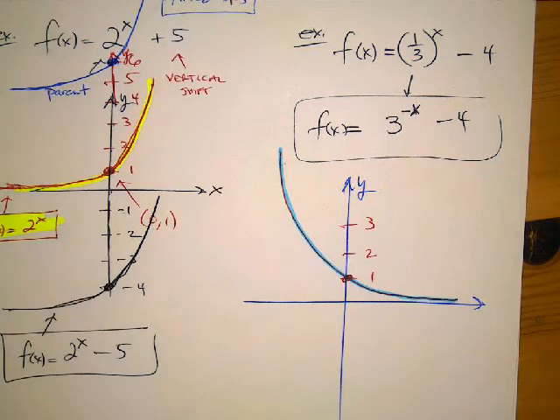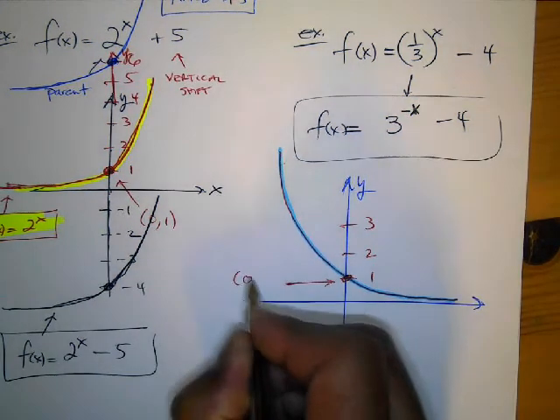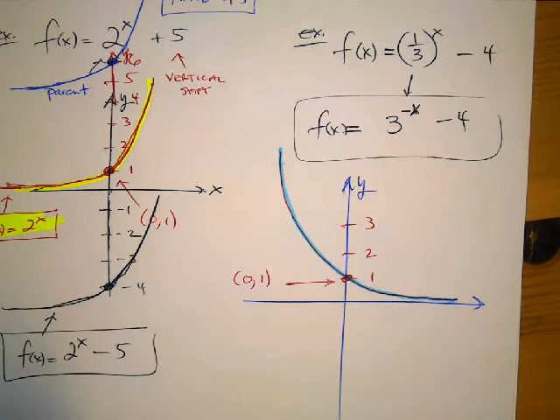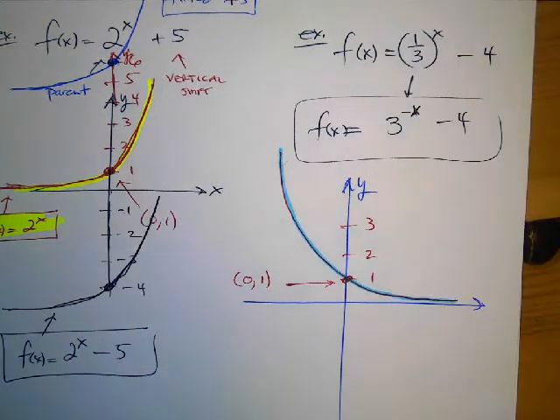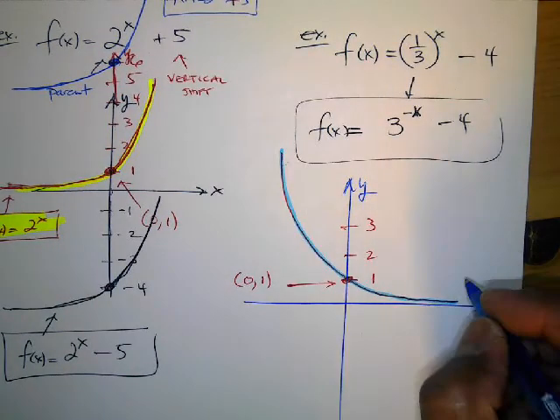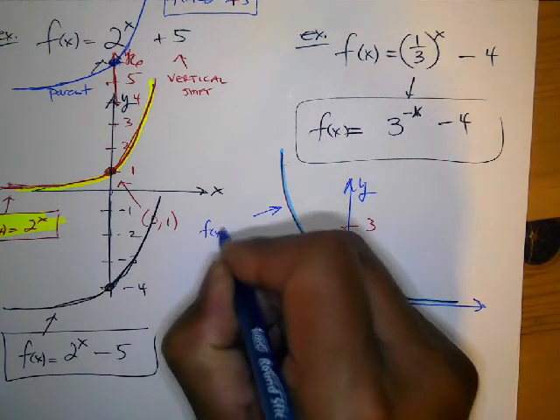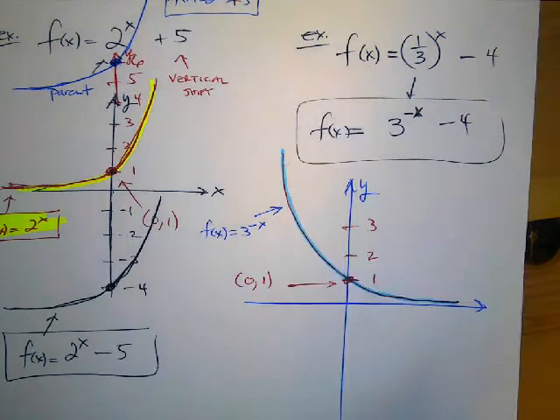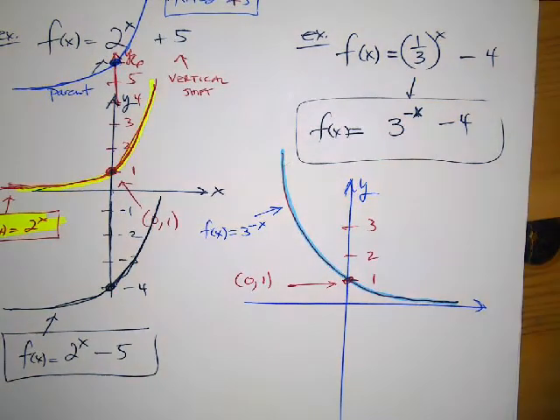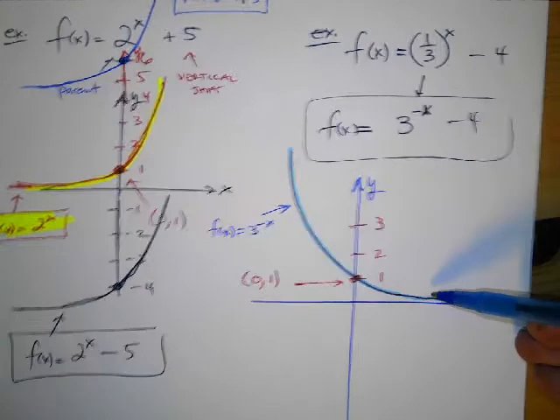But again, that's the parent function. That's the one you're going to start with. Again, the critical point is still what? 0 on the x, 1 up. Now I just did this part. So that is what? I'll just put it here. F of x is equal to 3 to the power of negative x. That's just that one. Now what do I do with the minus 4?